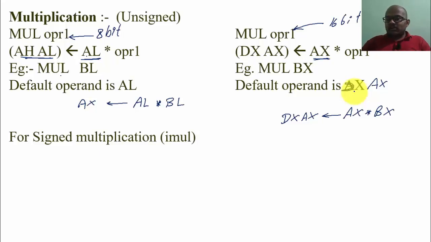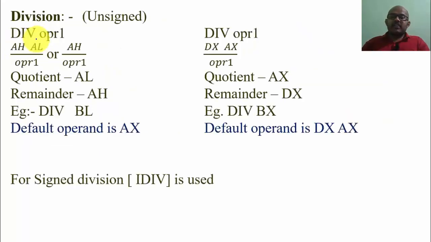In the case of unsigned multiplication, you are not talking about sign; each and every bit denotes magnitude. But in the case of signed multiplication, the MSB is going to preserve the sign of the number. If you are using signed multiplication, wherever I have written MUL, you write IMUL. Similarly, for division, you can perform unsigned division or signed division.